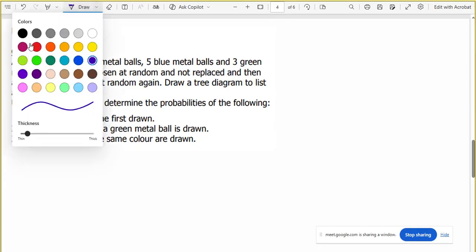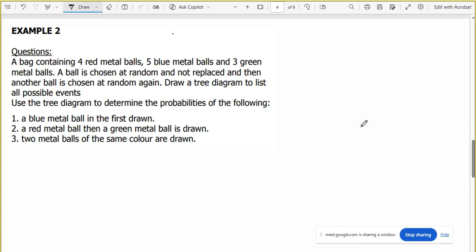This is example 2. Let's see what we have here. This one is not really that hard, but it has to do with dependent events. We're going to draw a ball and not replace it, so you'll see how this affects the next event. We have 4 red balls, 5 blue, and 3 green. A ball is chosen at random and not replaced, and then another ball is chosen at random.